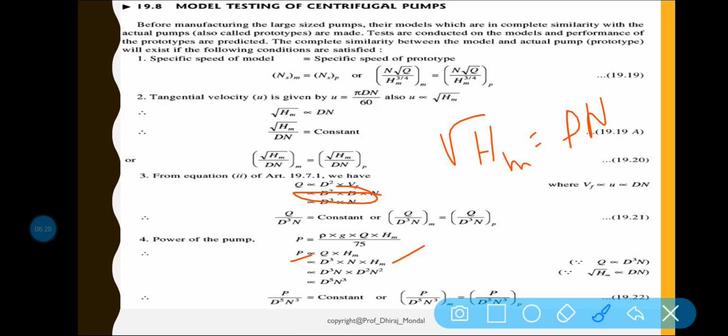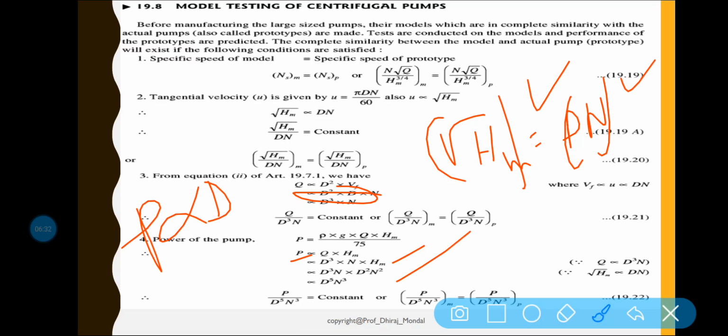So Hm is equal to this. If I take the whole square on both sides, then we get d square n square. So ultimately P is proportional to n cube d to the power 5. So P by n cube d to the power 5 is equal to constant.